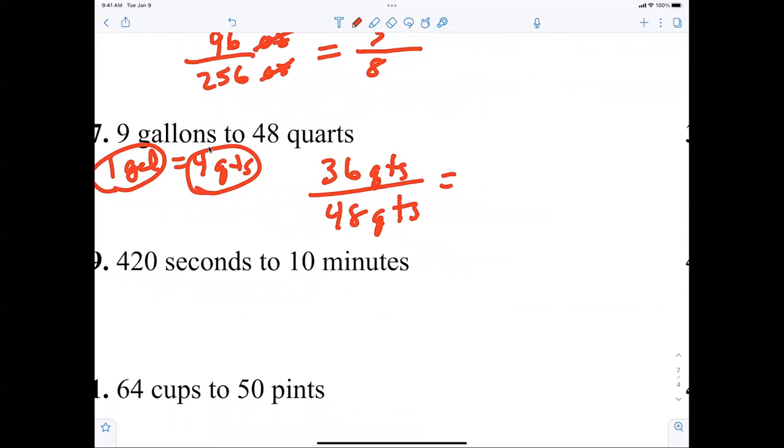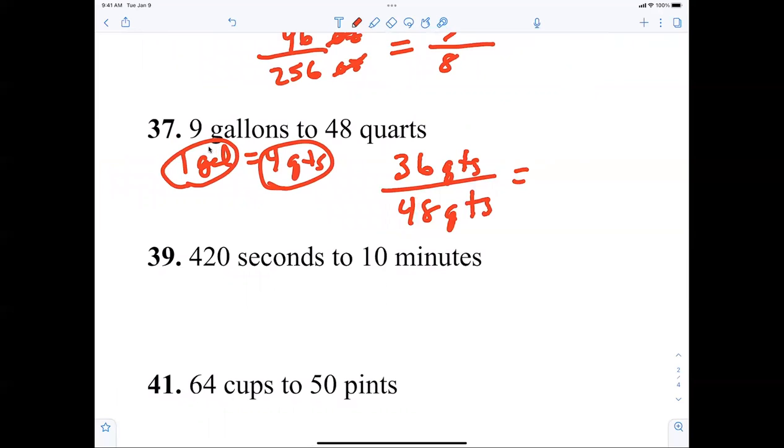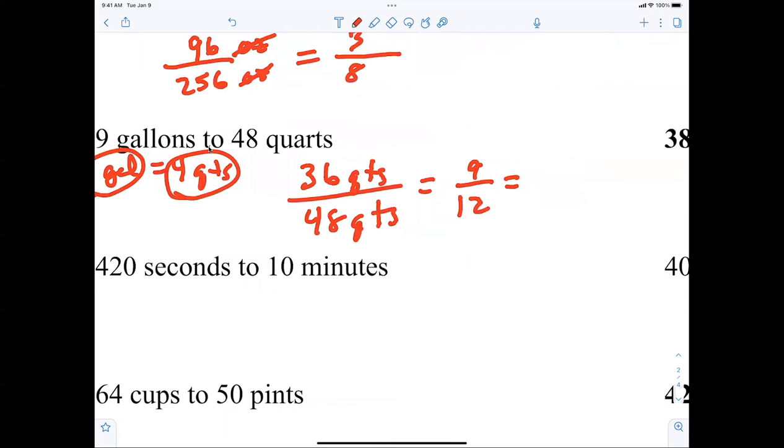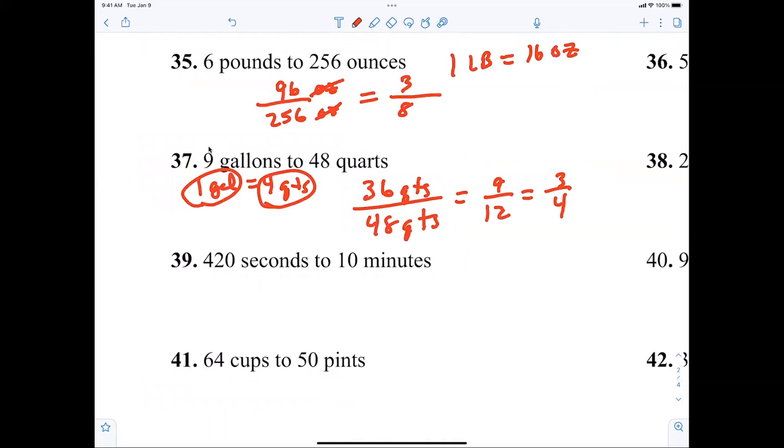Hold on, I want Jay to tell me the final answer. But then you can tell me if you have a question. What did you get for the reducing? 9 over 12. And then that reduces to what? 3 over 4. All right, I'm happy with that. Anybody have any questions so far?